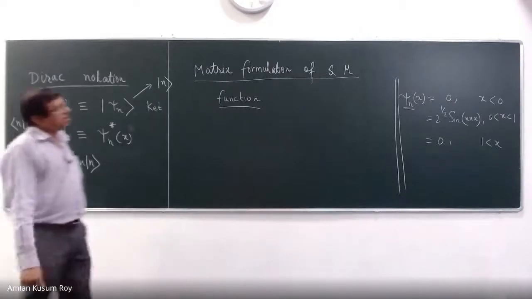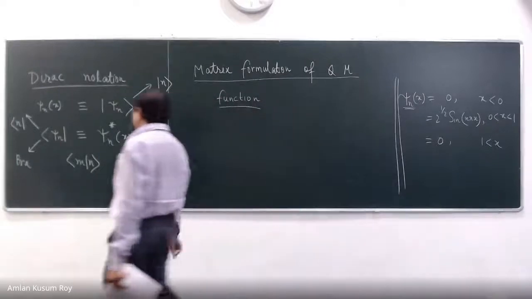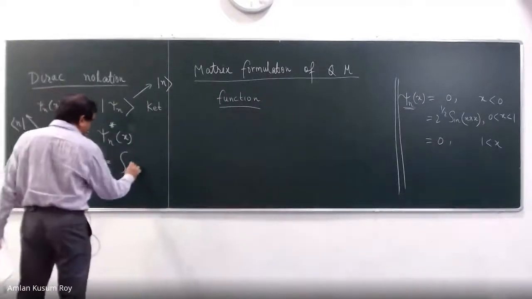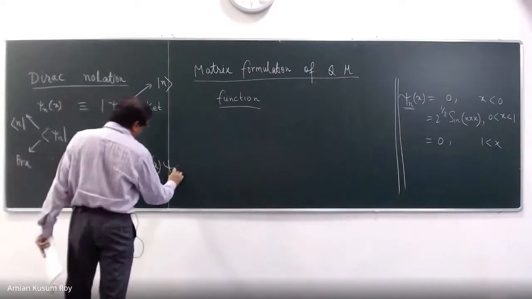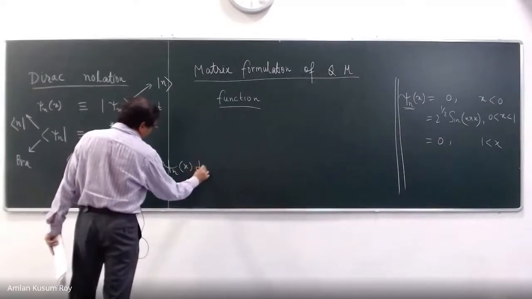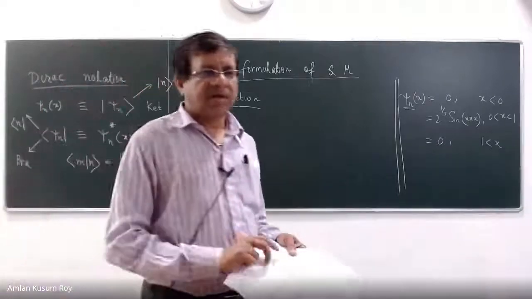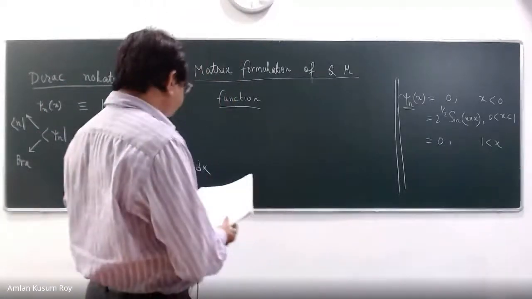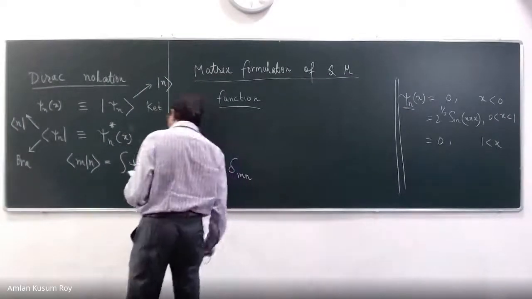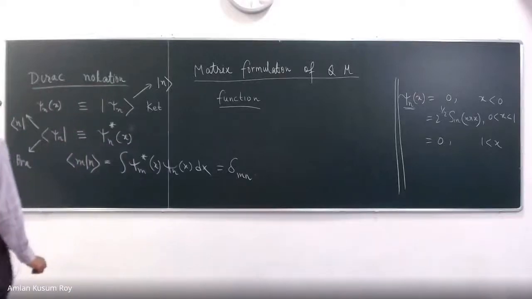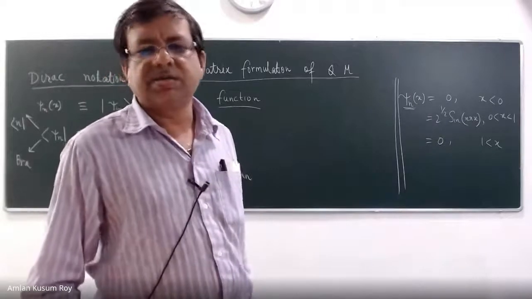So your n can take any values that you want. For each of them I can write it like this. There is this integration, you are familiar with this. So that's what we are going to call the MN ket. Okay. So this is nothing but delta Mn. Okay, so this is very simple. This is the way we are going to represent the function set.